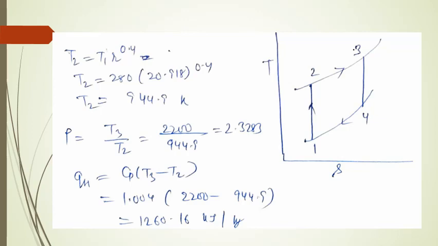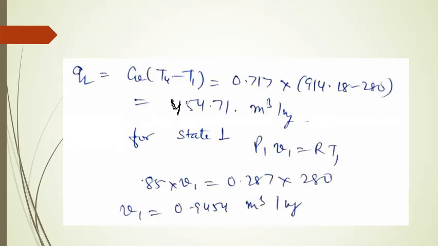Now the heat added is equal to Cp into T3 minus T2, and that comes out to be 1260.16 kilojoule per kg. Heat rejected, which is equal to Cv into T4 minus T1, comes out to be 454.71 kilojoule per kg.